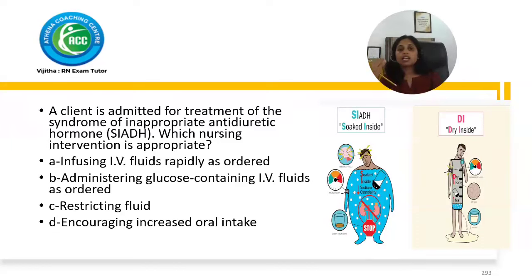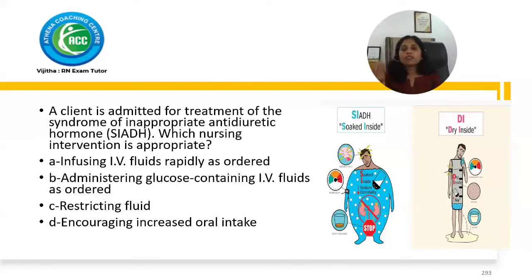We need to replace the fluid. Okay. So fluid has to be replaced in diabetes insipidus. You can replace sodium also. Okay. Basically, in syndrome of inappropriate antidiuretic hormone, where excessive fluid is accumulated, you need to restrict the fluid. Additionally, you can provide Lasix. So in SIADH, Lasix needs to be given.